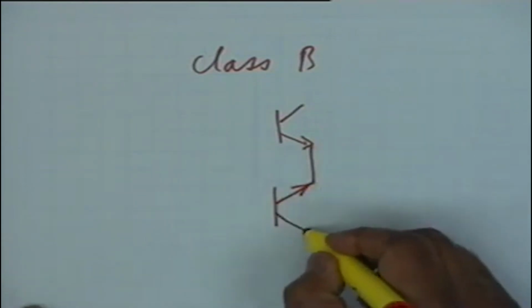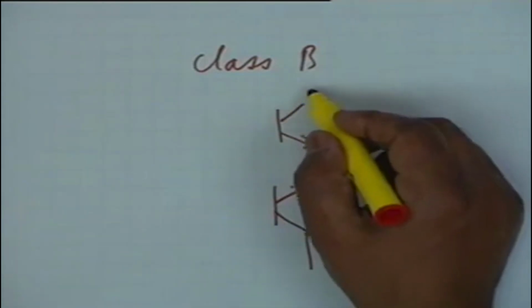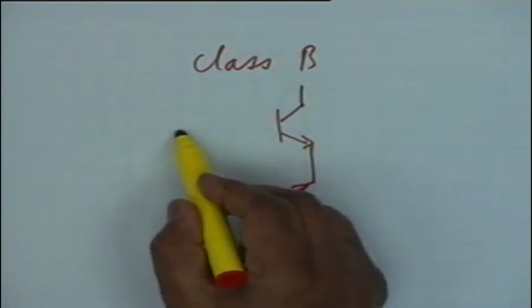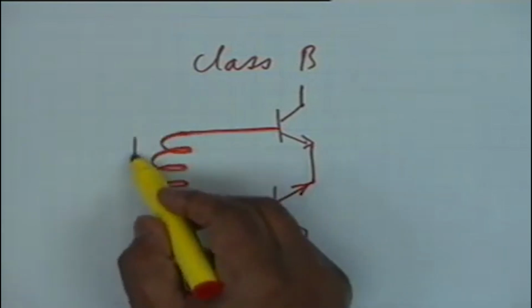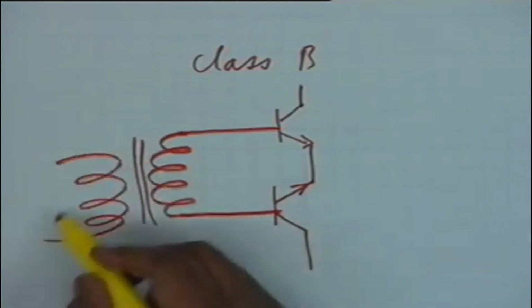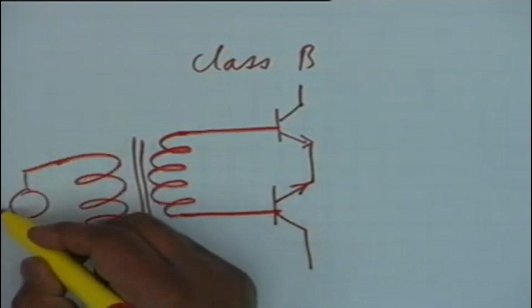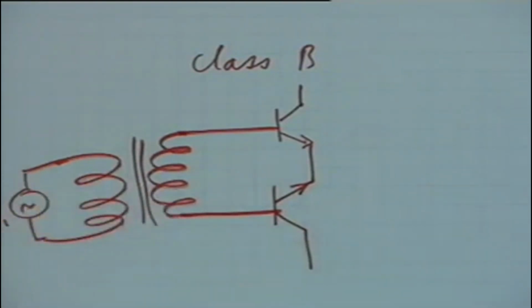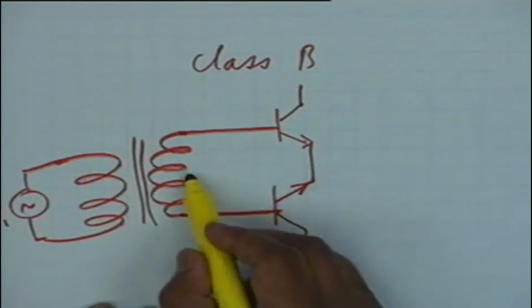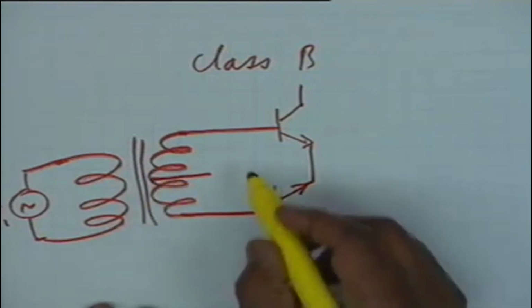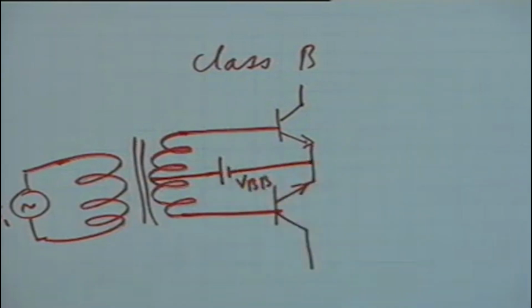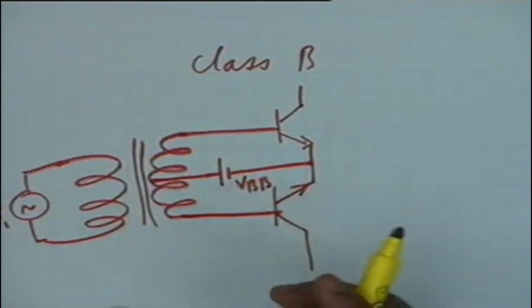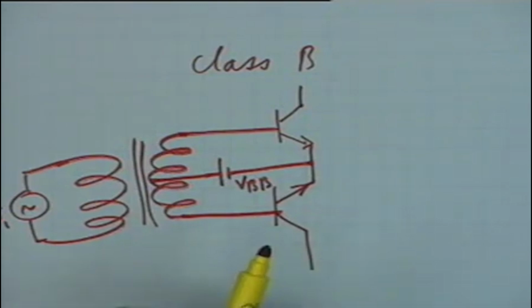You use two transistors like this, and in the base circuit you feed the signal through a transformer. This is your signal to be amplified, Vi, and the base bias is provided by a VBB like this. This VBB I have shown it schematically, but it is obviously derived from VCC through a potential divider.